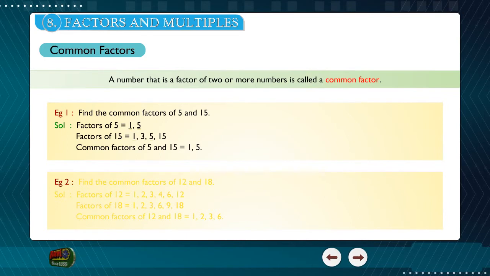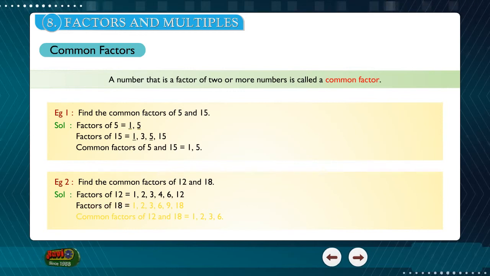Example 2. Find the common factors of 12 and 18. Solution. Factors of 12 is equal to 1, 2, 3, 4, 6, 12. Factors of 18 is equal to 1, 2, 3, 6, 9, 18. Common factors of 12 and 18 is equal to 1, 2, 3, 6.